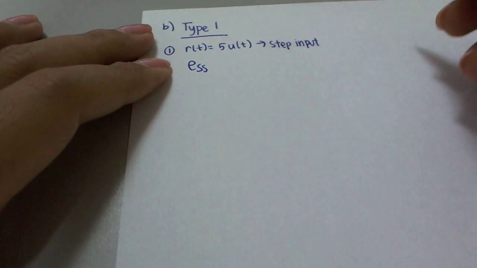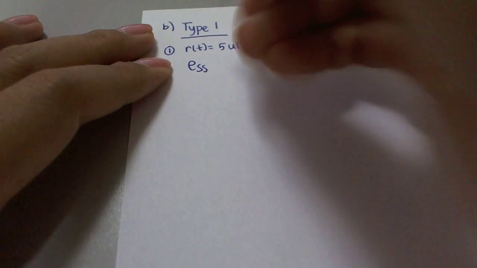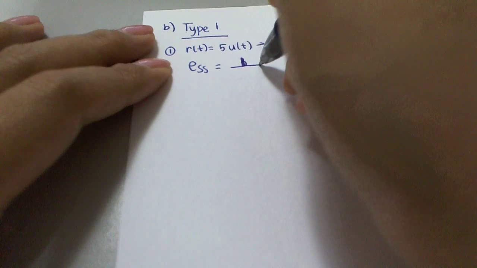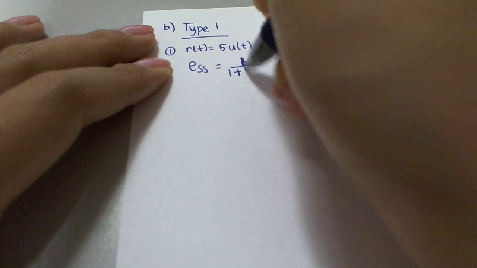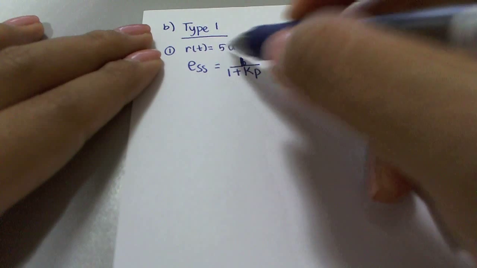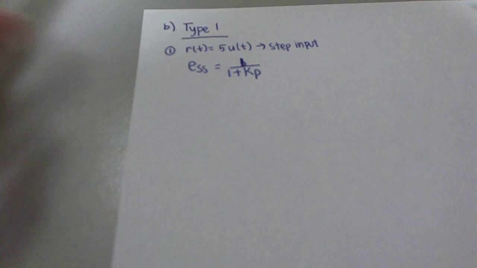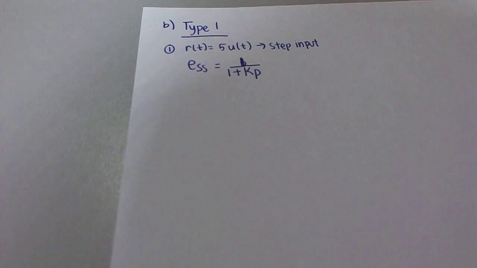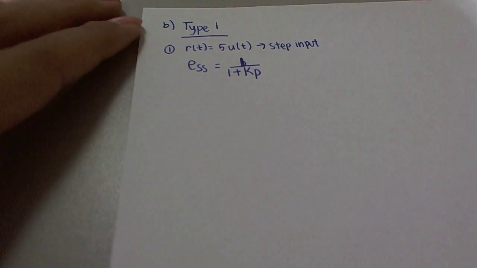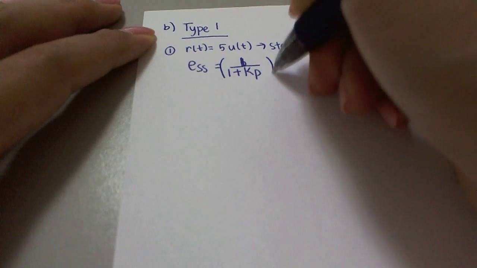And then the steady state error for a step input of a type 1 system is given by 1 over 1 plus Kp. And because it's 5 times the step input, we can treat the steady state error, or the step response, as 5 times the original single step input. So just multiply the steady state error by 5.